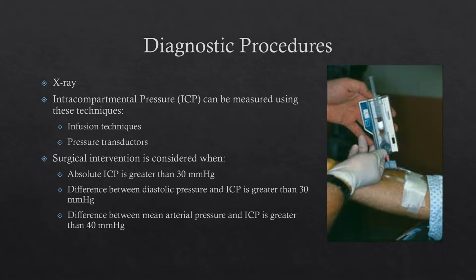intervention, and it is considered when the absolute ICP is greater than 30, or the difference between diastolic pressure and ICP is greater than 30, or the difference between mean arterial pressure and ICP is greater than 40.